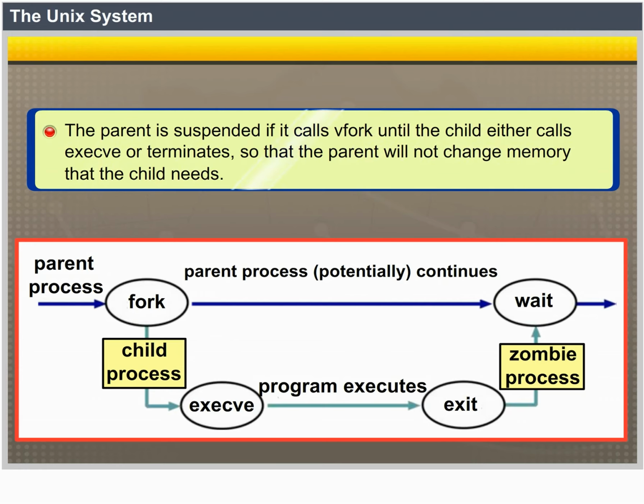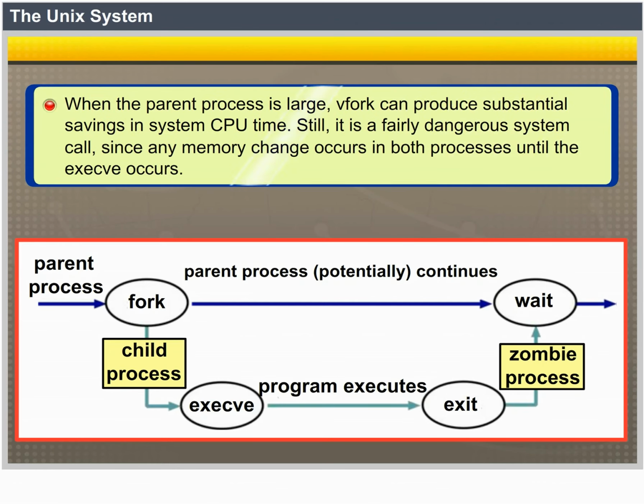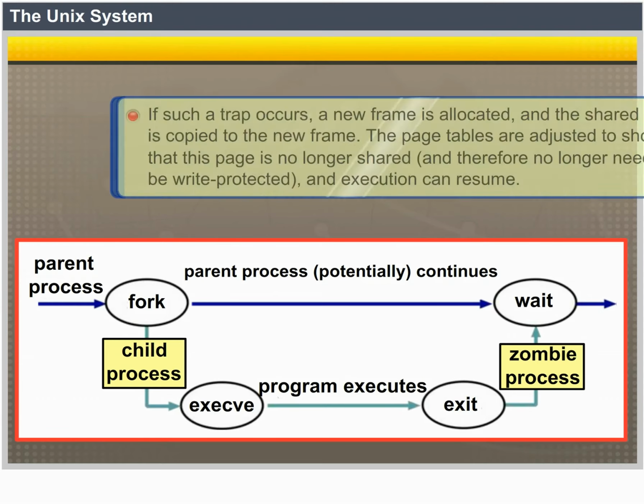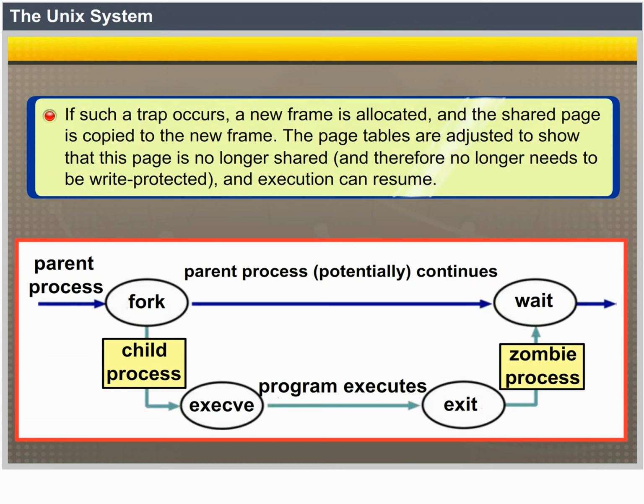When the parent process is large, vfork can produce substantial savings in system CPU time. However, it is a fairly dangerous system call since any memory change occurs in both processes until the execve occurs. An alternative is to share all pages by duplicating the page table, but to mark the entries of both page tables as copy-on-write. Protection bits are set to trap any attempt to write in these shared pages. If such a trap occurs, a new frame is allocated and the shared page is copied to the new frame. The page tables are adjusted to show that this page is no longer shared and therefore no longer needs to be write-protected, and execution can resume.